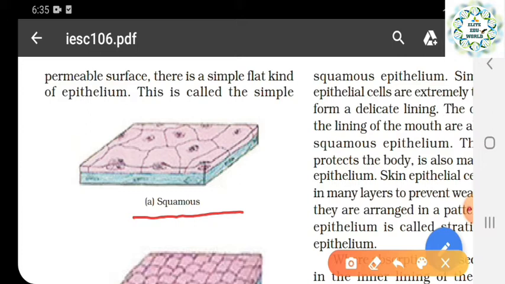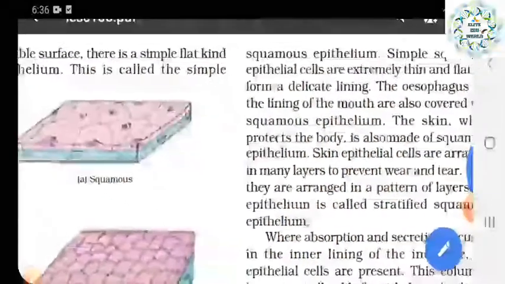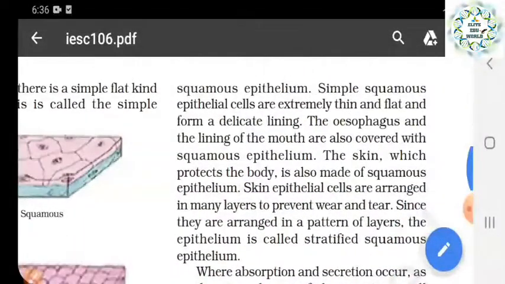And why is it flat? Because it has very small structures and has to be present inside the blood vessels, that is why the shape is very flat. You can see a very flat structure is given here so that it can be adjusted into the very small area inside the blood vessels. So that is called a squamous epithelium. Here it is written as squamous only, but it is squamous epithelium tissue.